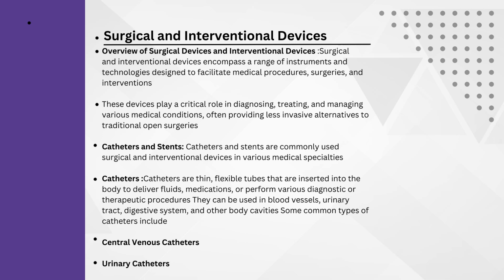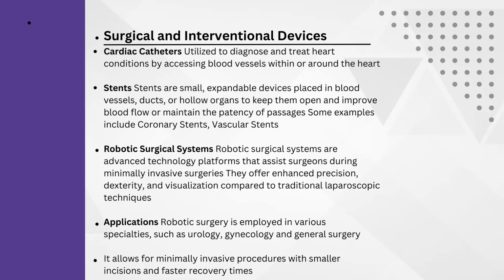Some common types of catheters include central venous catheters used for delivering medications, fluids and nutrients directly into large veins, often in critical care settings. Urinary catheters used to drain urine from the bladder, commonly employed in patients with urinary retention or surgery. Cardiac catheters utilized to diagnose and treat heart conditions by accessing blood vessels within or around the heart.